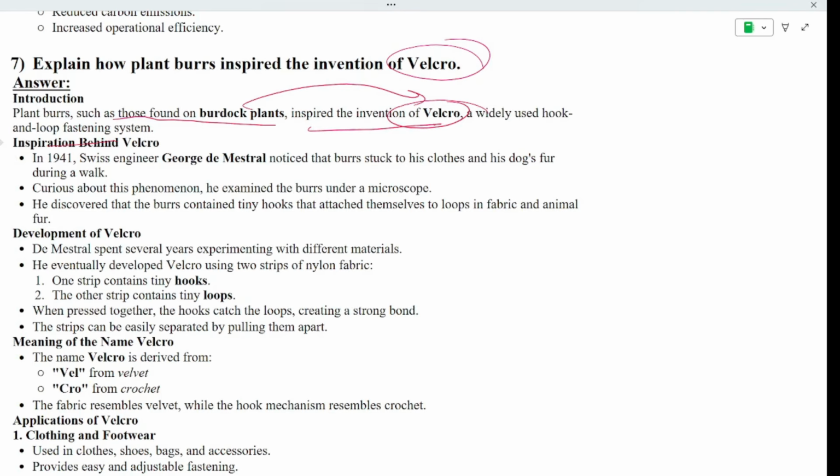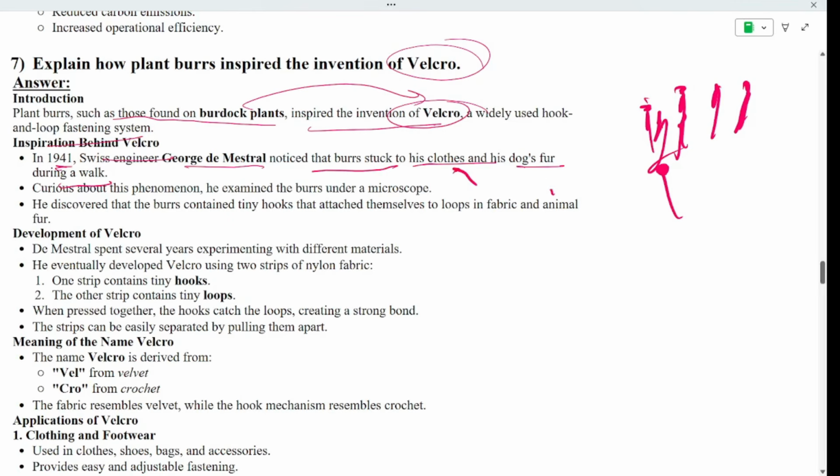Now, the Swiss engineer in 1941, George de Mestral, he was the one. He noticed that burrs stuck to his clothes and his dog's fur during a walk. He had taken his dog for a walk, and the burrs, the plant was like this. Okay, I'm just drawing it, it was like this. They'd say mullu in Kannada, like that. It was not similar, but it was very much like that.